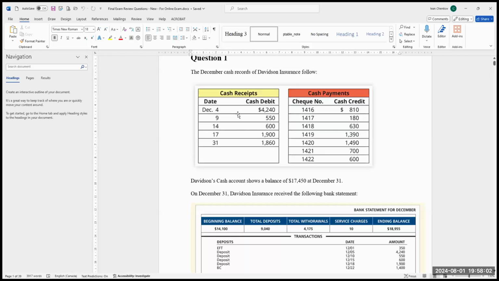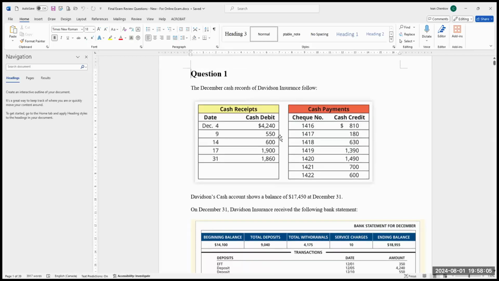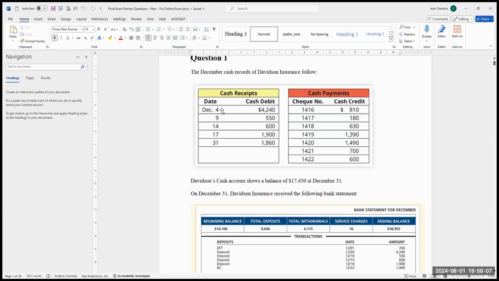First question, it's about this company, Davidson Insurance Company. What they give you is the cash receipt journal and cash payment journal. Cash receipt journal is the cash that's coming in. Cash payment journal is the cash that's going out for the company. Also, they clearly give you the cash account balance at the end of the year, which is $17,450. This is your starting point when you start the bank reconciliation for the books.